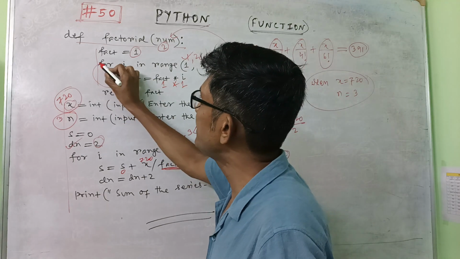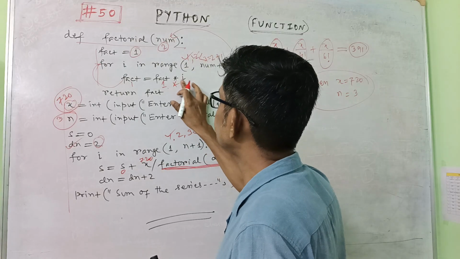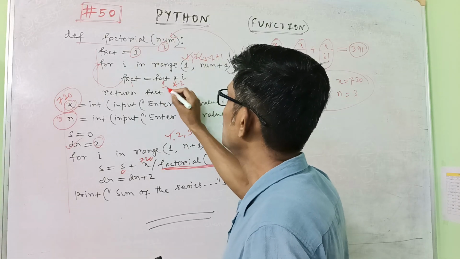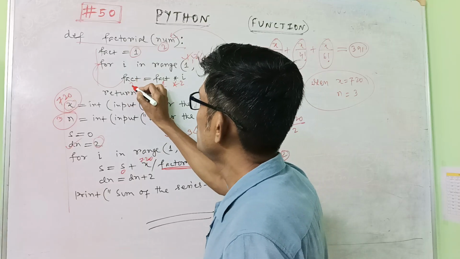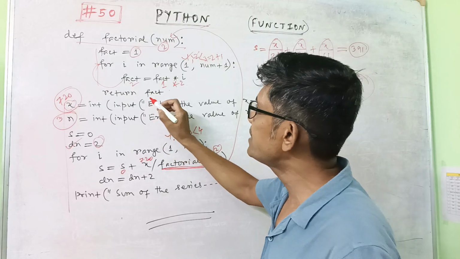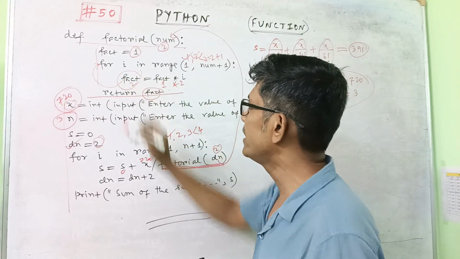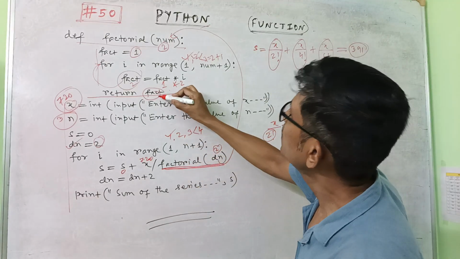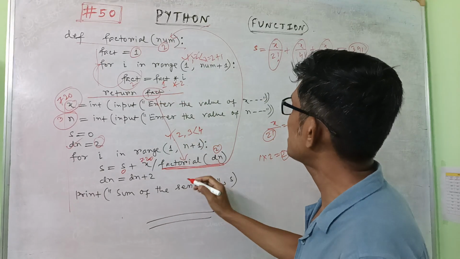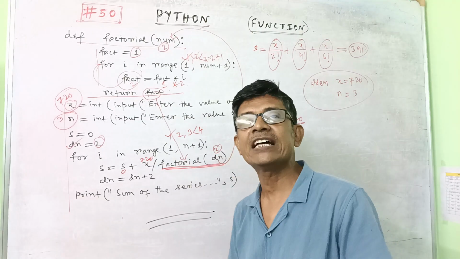Again you repeat this, i will be 2, so 1 into 2, which means it is 2. Finished, the loop will not work anymore. What will you do? We will return. You see that this is the return statement. This fact value we are returning, so it comes back here. We sent 2, so the calculated value we get is also 2.